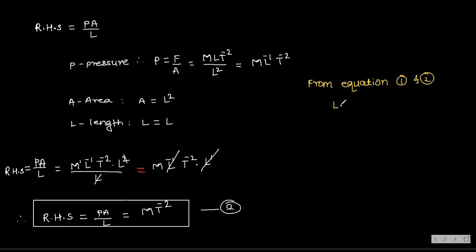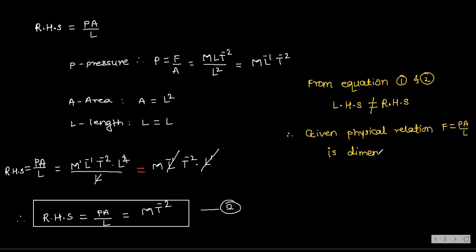So can I write like this? LHS is not equal to RHS, and therefore given physical relation, that is F is equal to PA by L, is dimensionally incorrect.